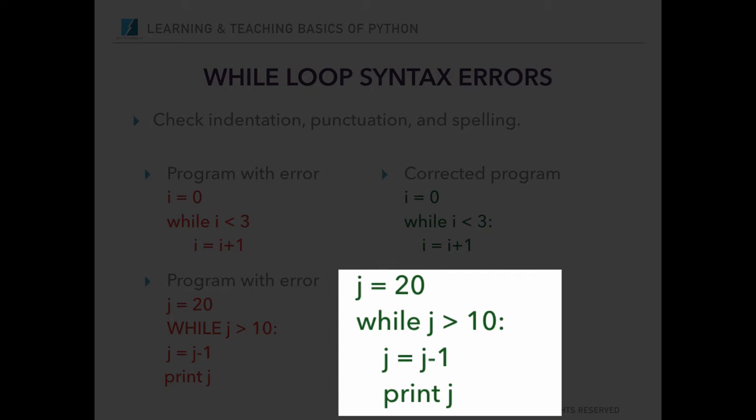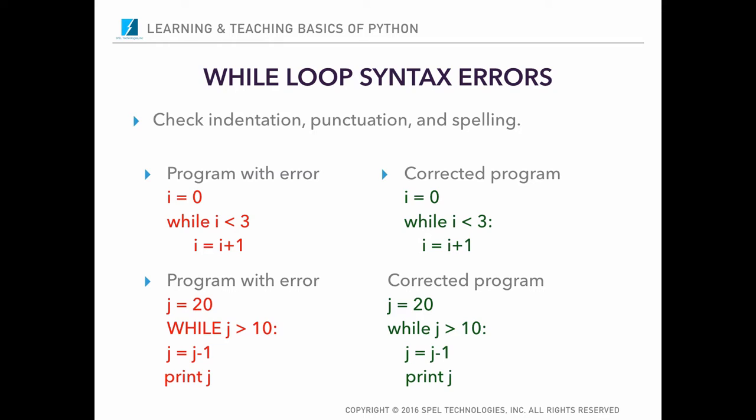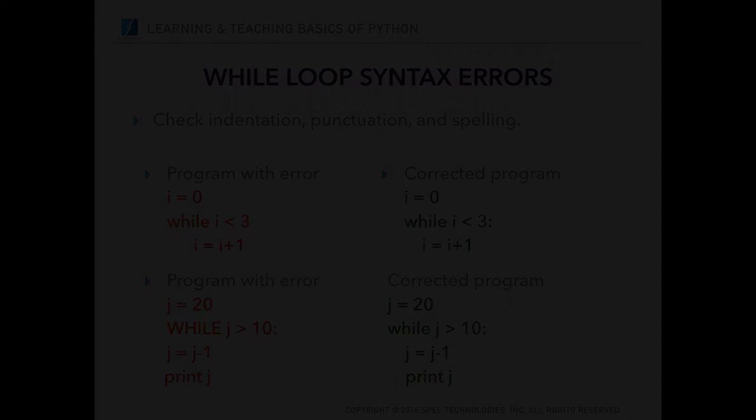j equals 20, new line, while j greater than 10, colon, new line, 4 spaces, j equals j minus 1, new line, 4 spaces, print j. So when you write your programs, check the indentation, punctuation, and spelling if Loquacious gives a parse error.